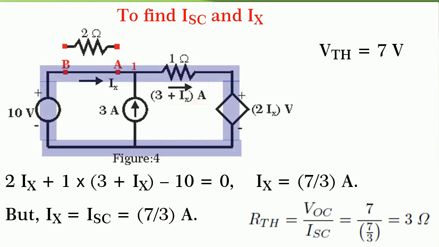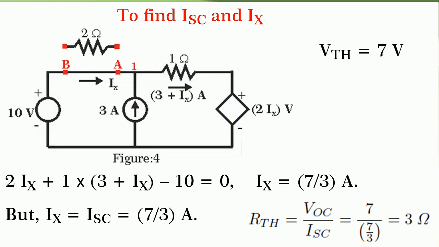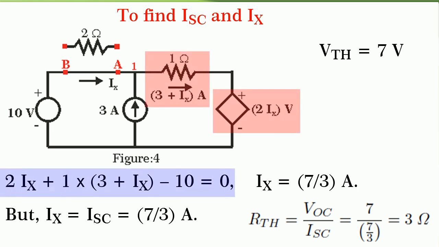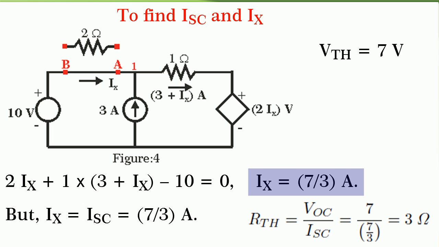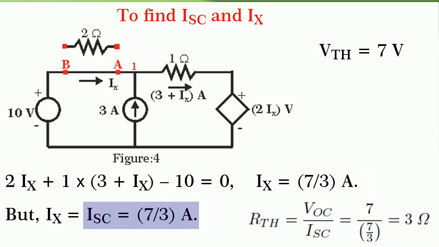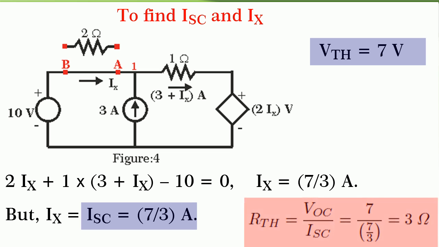Hence, by writing the Kirchhoff's voltage equation tracing the circuit in the anticlockwise direction, we get 2Ix plus 1 into 3 plus Ix minus 10 is equal to 0, from which we get Ix is equal to 7 by 3 amperes. Hence, ISC is equal to 7 by 3 amperes. Now we know VOC and ISC and hence R Thevenin is equal to VOC upon ISC, and by substituting the values we get R Thevenin is equal to 3 ohm.